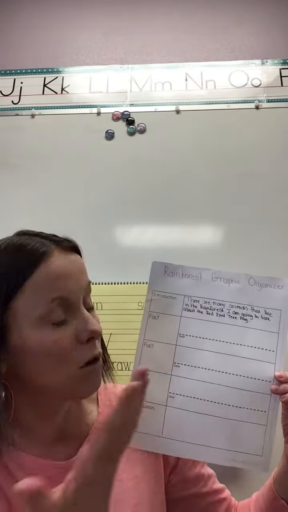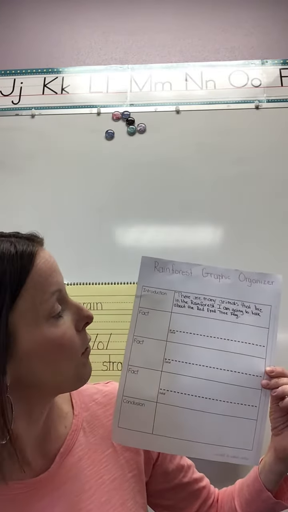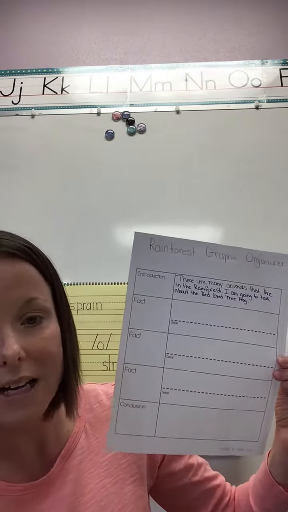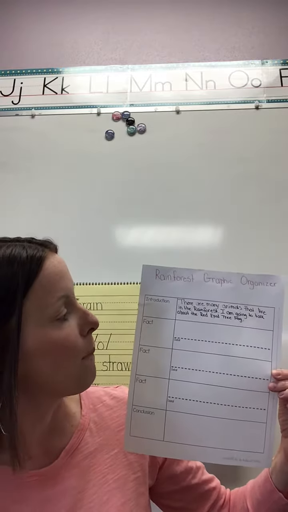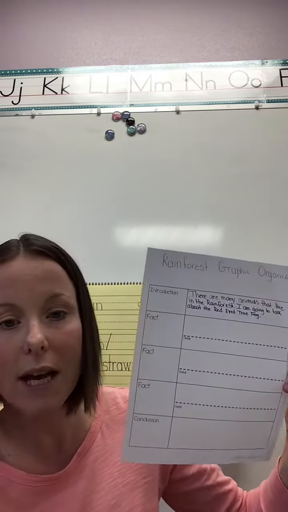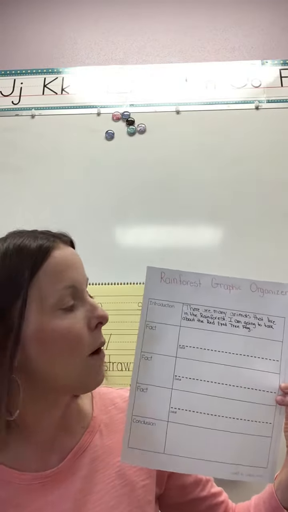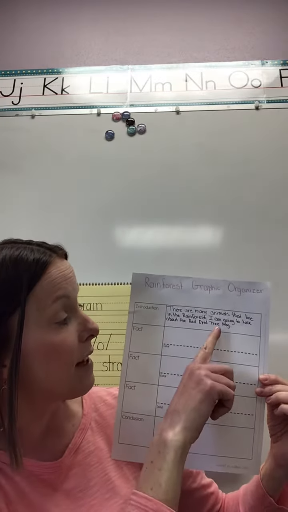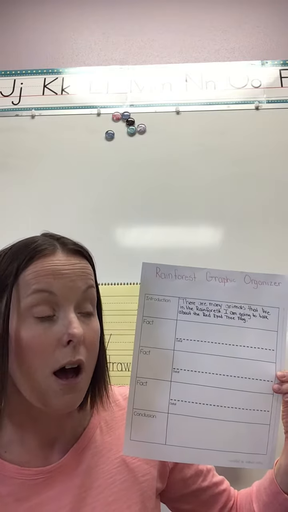So I wrote 2 sentences for mine, and I started off with, there are many animals that live in the rainforest. I am going to talk about the red-eyed tree frog. Okay, so I know a lot of you might like my first sentence, and it's okay if you want to write it, maybe try to see if you could write it in a different way instead of using my exact words.